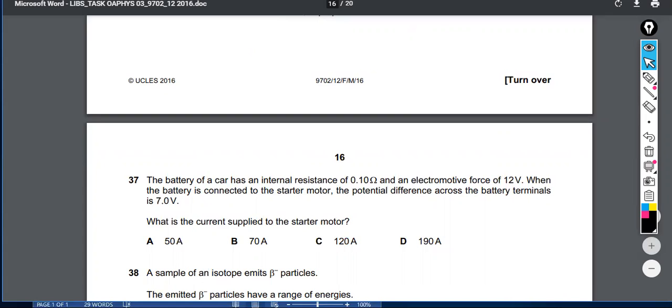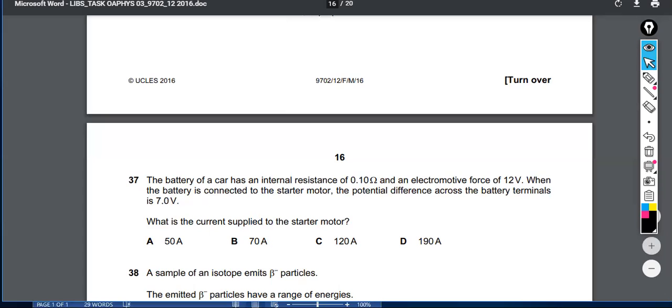Imagine you're sitting there in your driveway. The car's not on, but you've got the lights on. You put the keys in the ignition and you start the car. What happens to the lights? They flicker, they get a little bit dim, right? A little bit dim. Why?